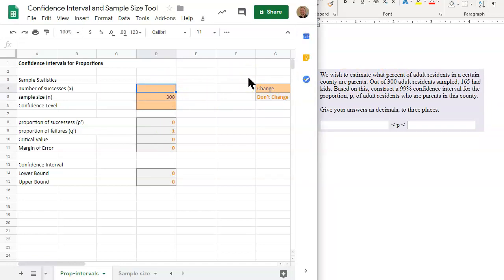So let's put that in, 165. Now lastly, we need the confidence level. The confidence level is the 99% confidence interval. We want a 99% confidence interval. So the confidence level is that 99% in decimal form.